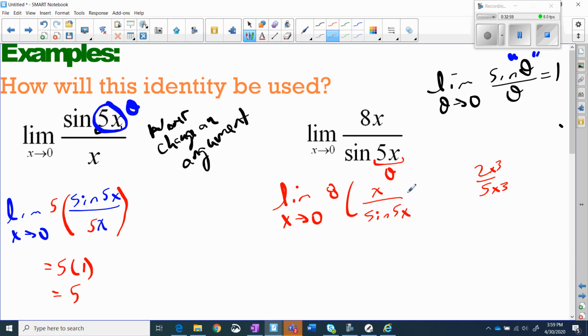Sine 5x is in the denominator. We're going to put a 5 here because now that'll give me theta over sine theta. If you multiply the numerator by 5, you have to multiply the denominator by 5. So what we end up having is 8/5 out front. This bracket is theta over sine of theta as the angle is going to 0. That gets replaced with a 1, giving me an answer of 8/5.